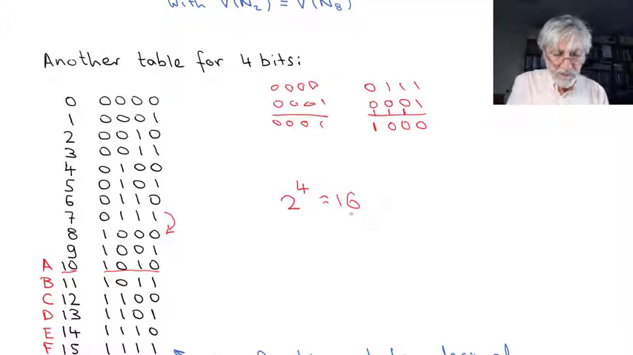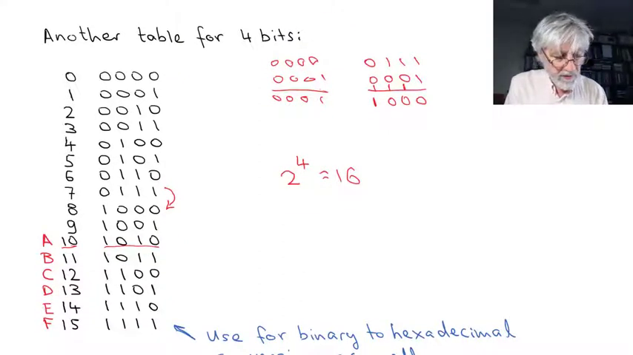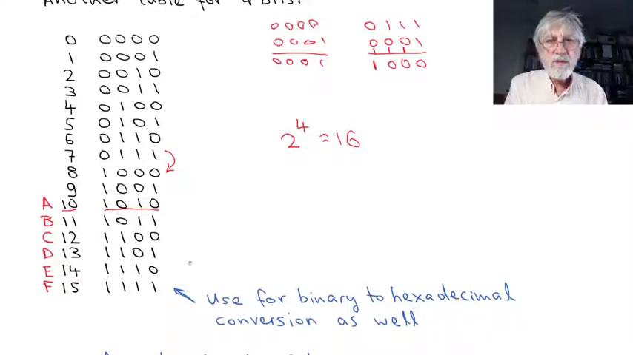And because we start at 0, the largest number we can have is 15. And thinking of the hexadecimal number system, we oftentimes write A instead of 10, B instead of 11, C for 12, D for 13, E for 14, and F for 15. And we can use this table just like we use the one with 3 bits for binary to octal conversion or vice versa. We can use this for binary to hexadecimal conversion.